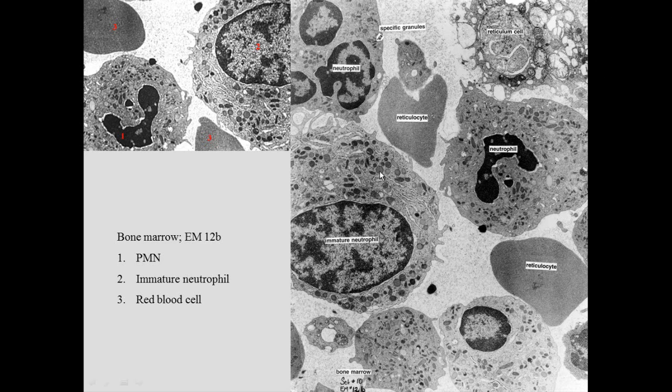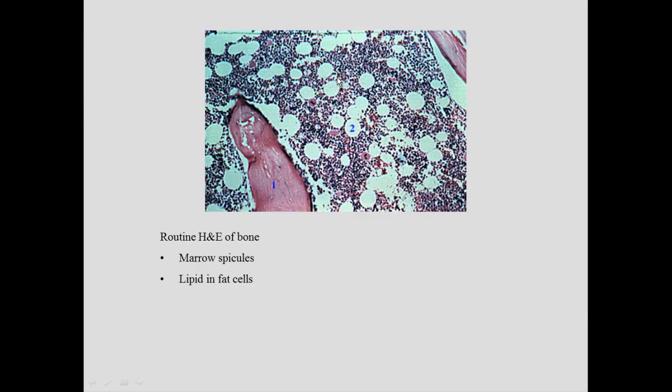Again, we see a couple of immature granulocytic series with the basophilic granules and the dumbbell shape granules that we can see here, the specific granules. Here again, we can see the specific granules of these cells. A reticulum cell here, and more mature neutrophil.